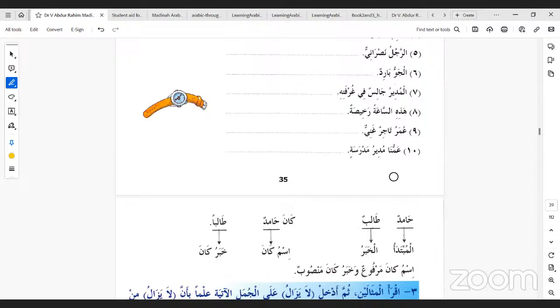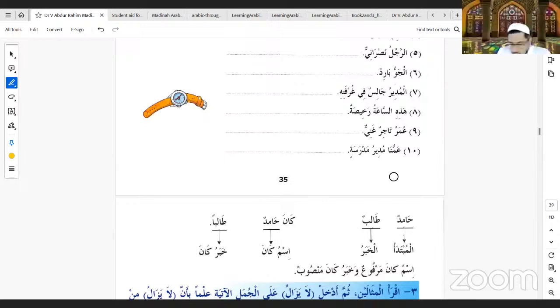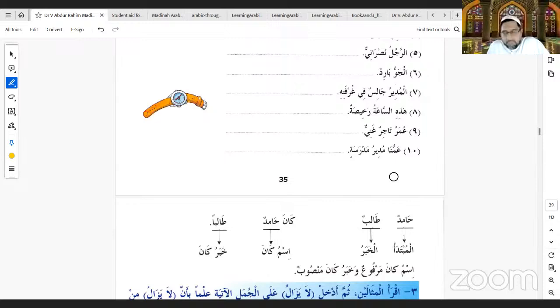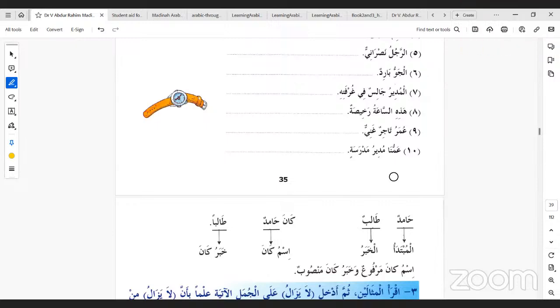عمنا مدير مدرسة. Our uncle is principal of a school. كان عمنا مدير مدرسة. Madrasatin. مدرسة. Correct. Yes.